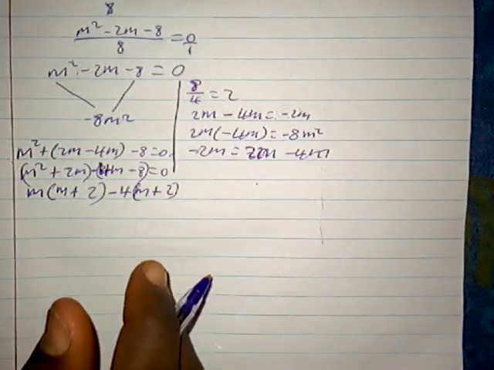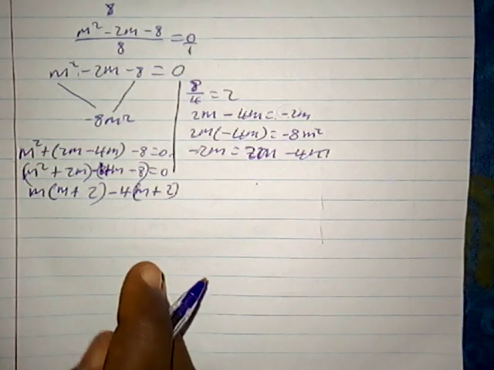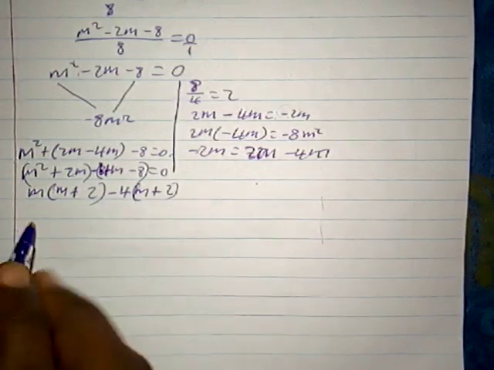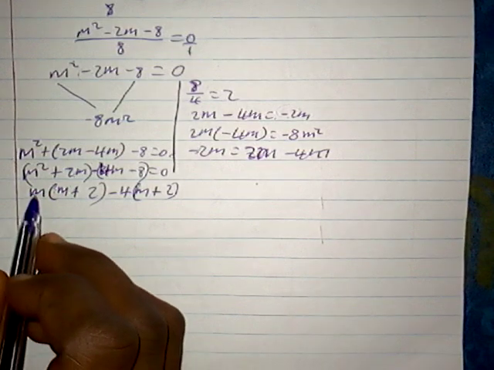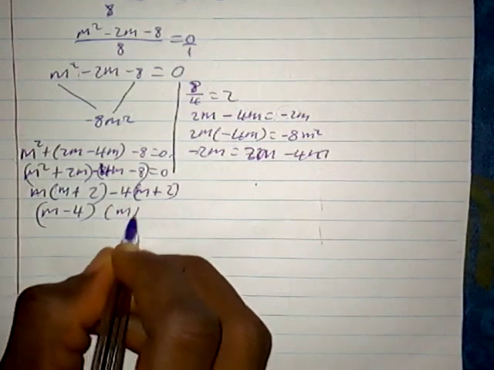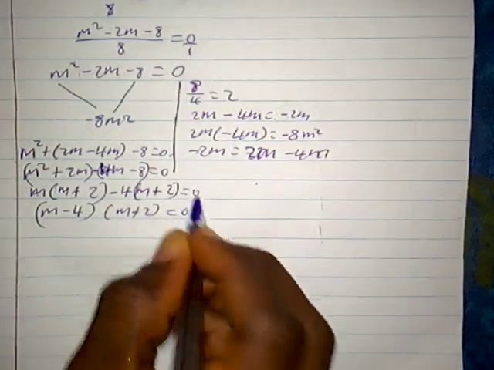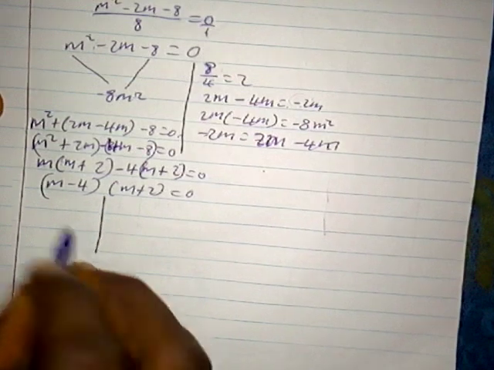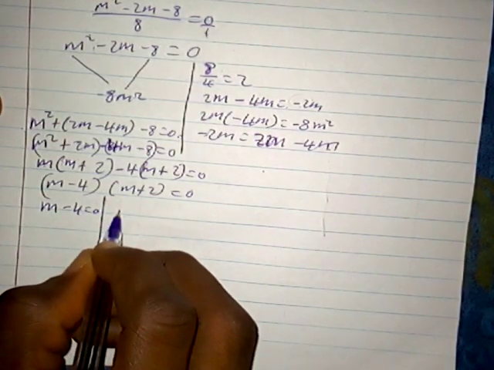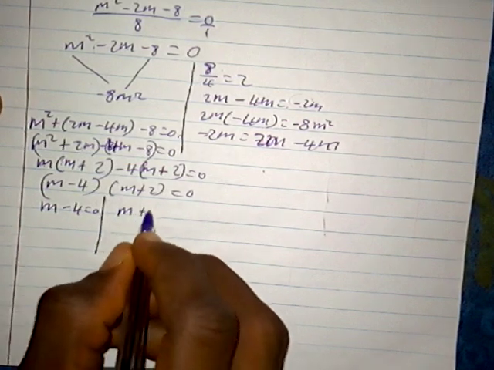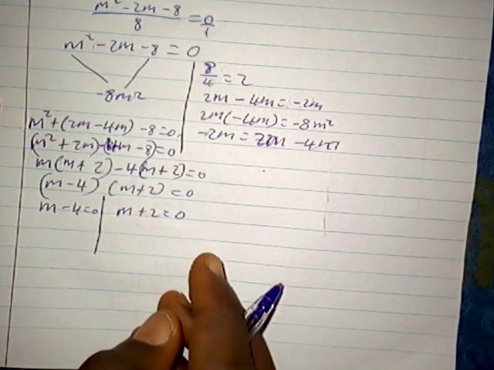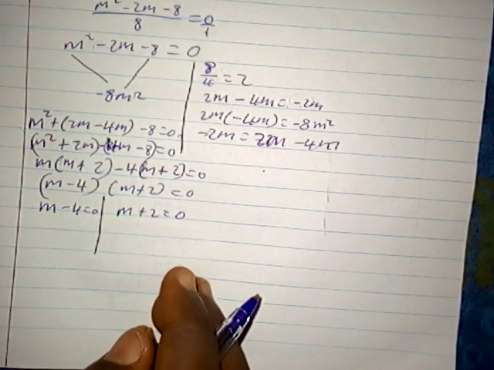And what are we going to do? If you notice, the digits inside the bracket are the same: m plus 2, m plus 2. So we take one of them, and we take the digits outside the bracket, which are m and minus 4. So m minus 4 into another bracket, m plus 2 equals 0. What are we going to do now? We say m minus 4 equals 0, and m plus 2 equals 0.